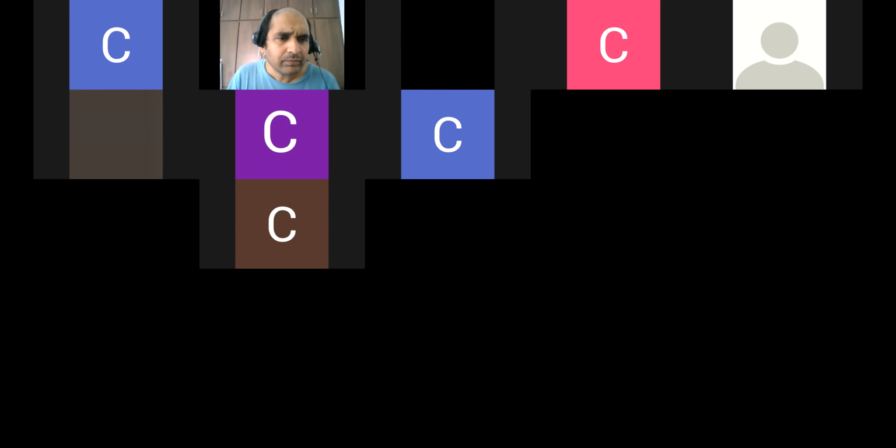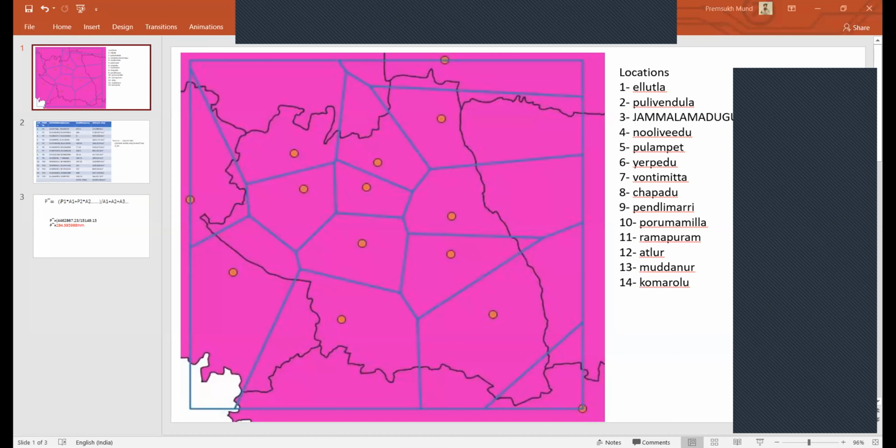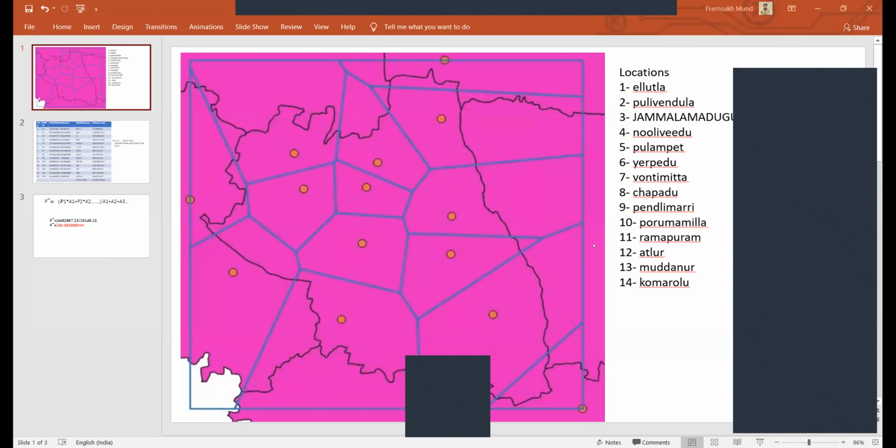Prem Sukh, start sharing your screen, please. Quickly. We need to get through everybody. Which district is this? I have picked the Kadapa district. Kadapa district, okay. Fully covering the district inside the polygon. Good. And here are the locations I picked. Pulampet. Sure. Keep going.